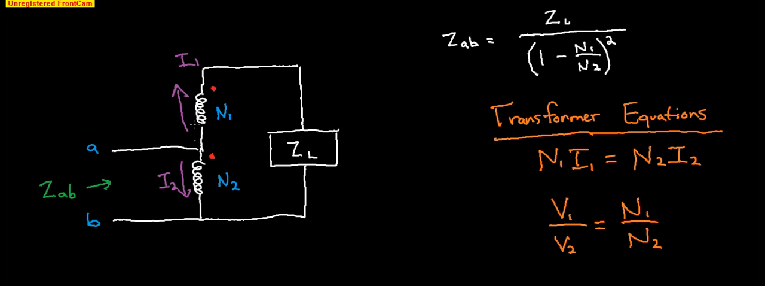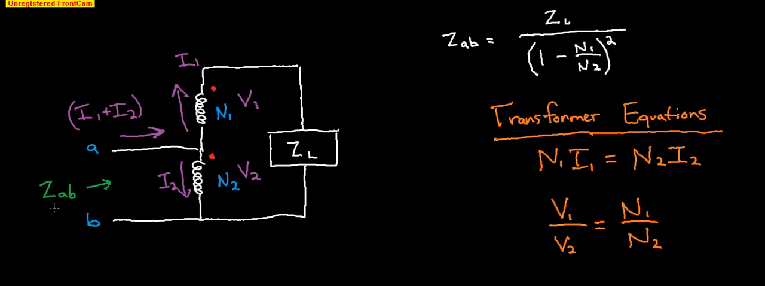So if both of these currents split at this terminal, then that means that the current going in has to be I1 plus I2. So we can say I1 plus I2 is going in this direction. Also, let's give these inductors voltages. This can be V1 and this can be V2.